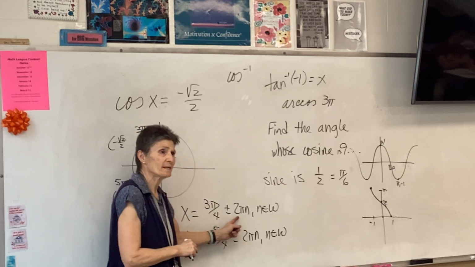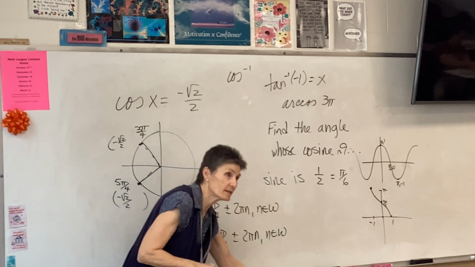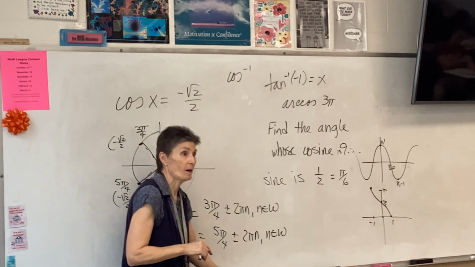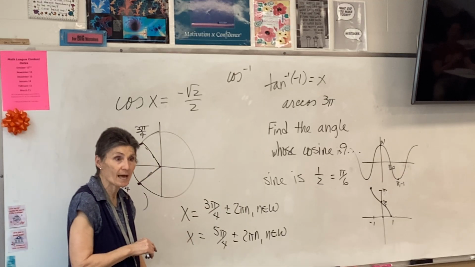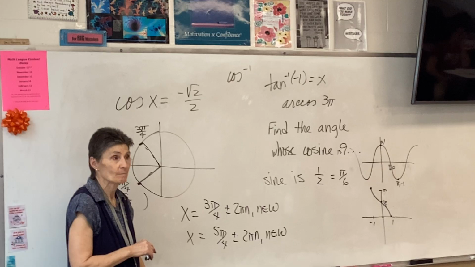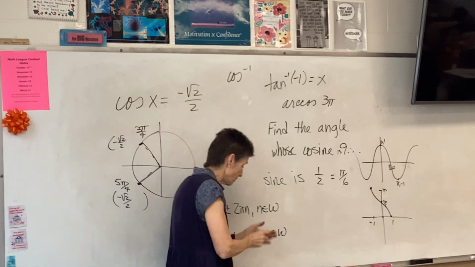So why am I adding 2 pi? Because the period of a cosine is 2 pi. If this had been a tangent problem, I would be adding pi's. All right, good deal. We'll pick up here tomorrow.